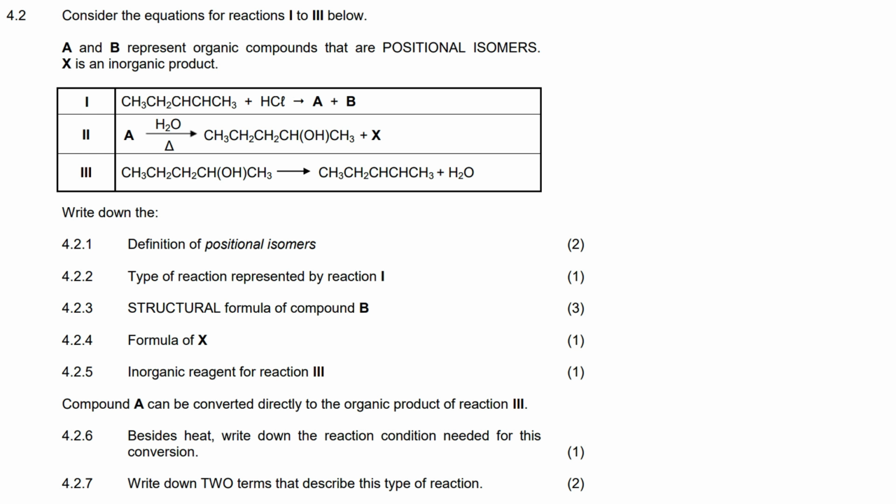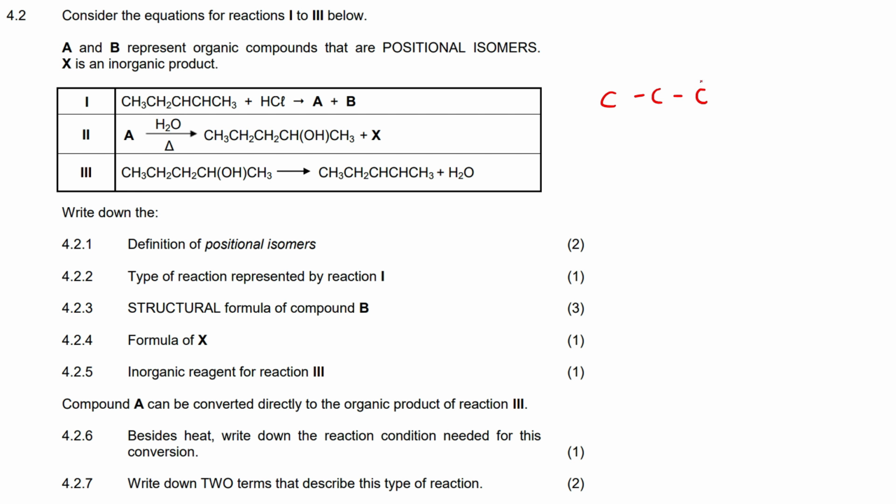Consider the equations for the reactions 1 to 3 below. A and B represent organic compounds that are positional isomers. X is an inorganic product. Okay, so what is the definition of positional isomers? Well, let me show you what positional isomers are.